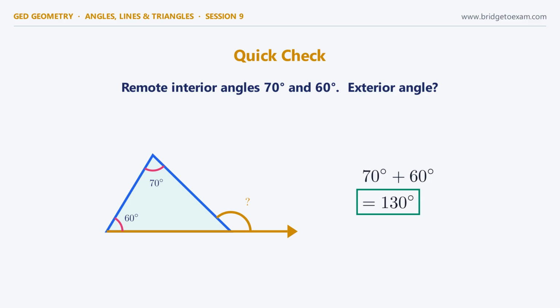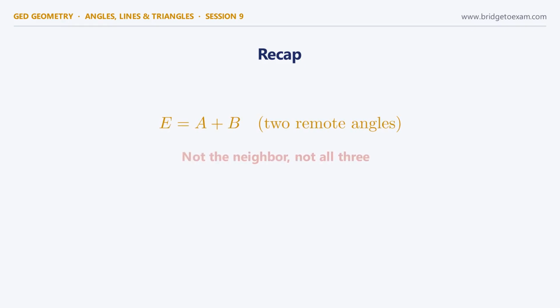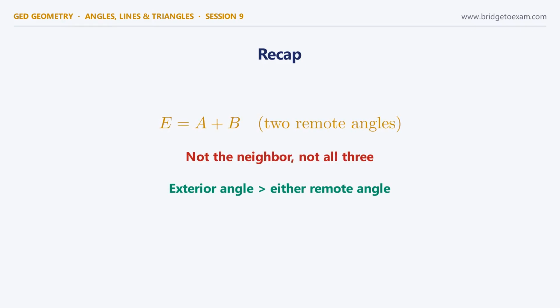Nicely done. Let's recap. An exterior angle is formed by extending a side of a triangle. It equals the sum of the two remote interior angles, the two far angles, not the neighbor. That shortcut replaces two steps of subtraction with a single addition. And an exterior angle is always bigger than either remote angle alone.